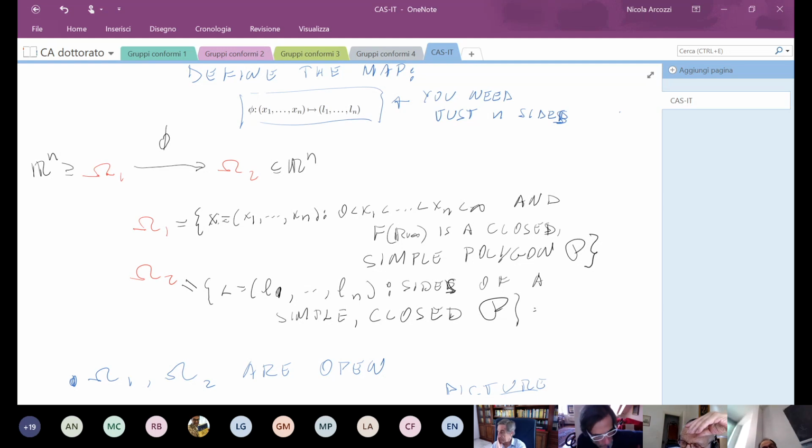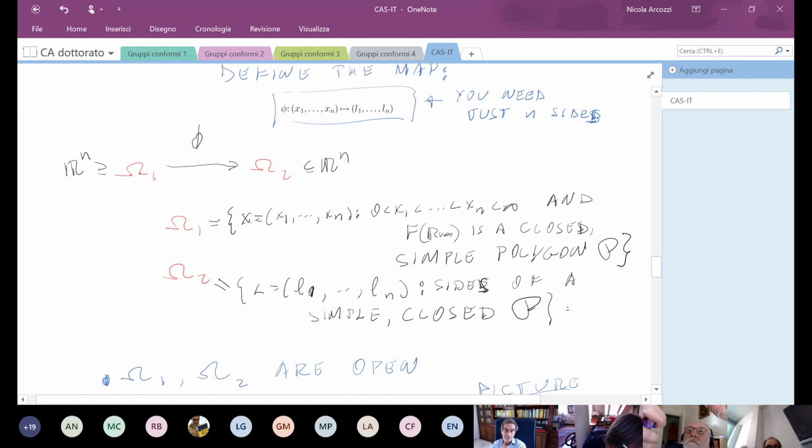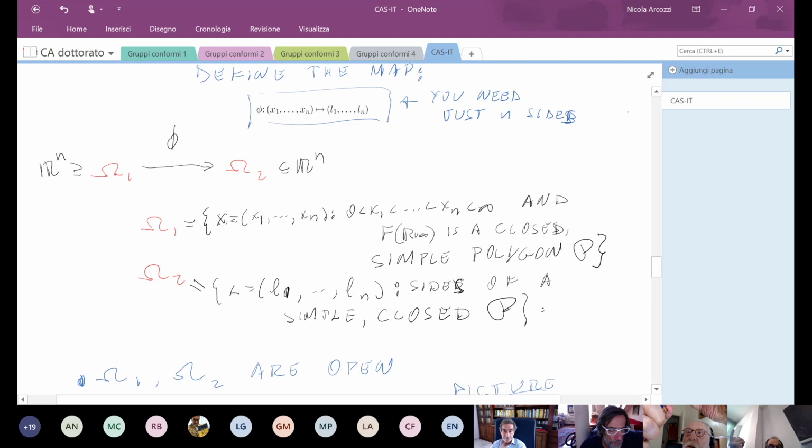Okay. Now, what is kind of obvious until you want to prove it, but I leave it obvious, is that these two sets are open. Because if I make a small perturbation about omega 2, that's pretty clear. If I make a small perturbation to the length of one side, keeping the angles, and I had a simple closed polygon, well, I still have a simple closed polygon. It's not that this is going to cross itself, if the perturbation is small enough.